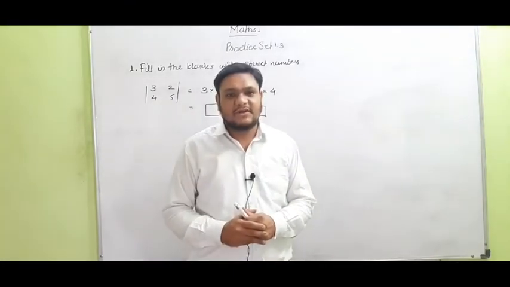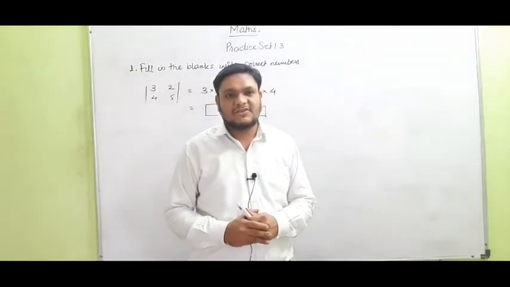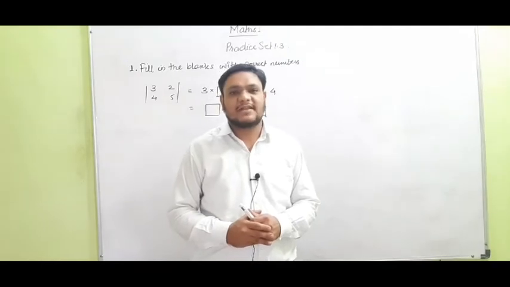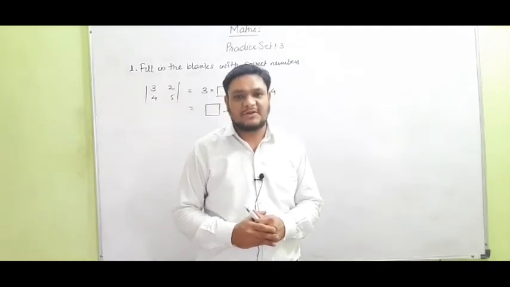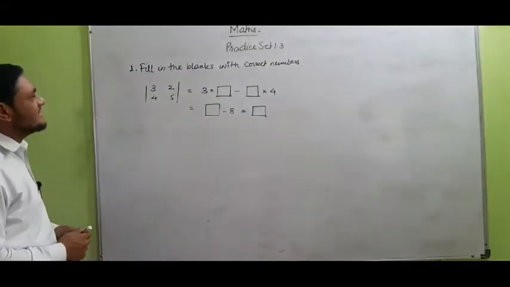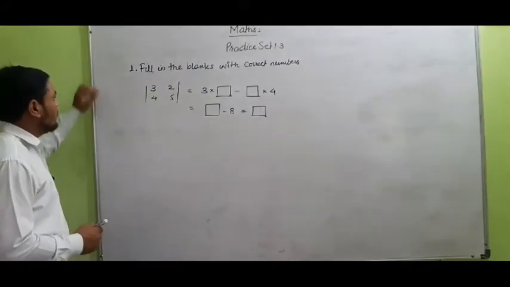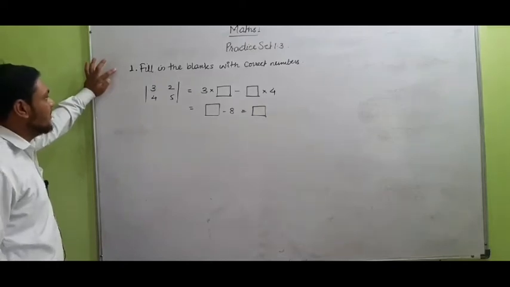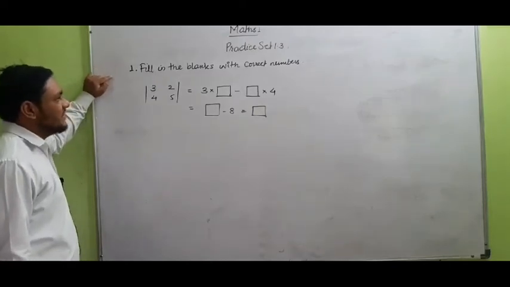In the previous lecture, we discussed one example by which we solved the simultaneous equations by the method of determinants, that is, by Cramer's method. Now today, we are going to move towards the next topic, that is practice set 1.3. The first question from practice set 1.3 is: fill in the blanks with correct numbers.